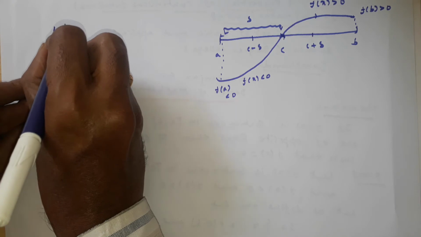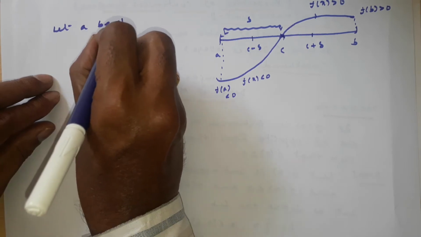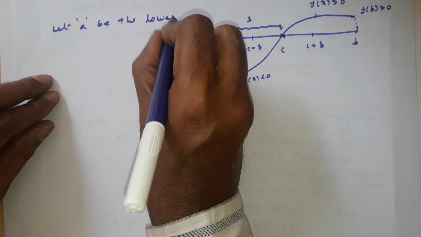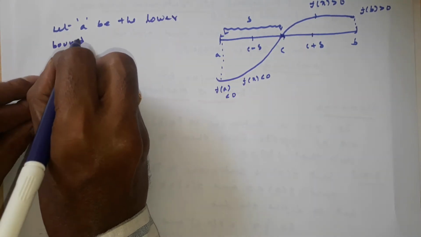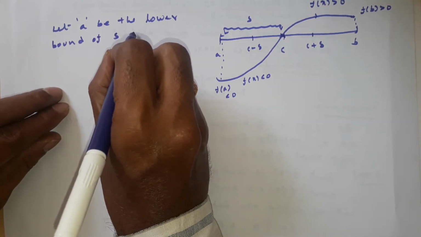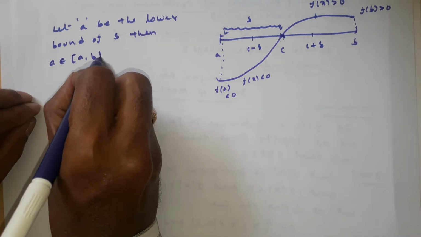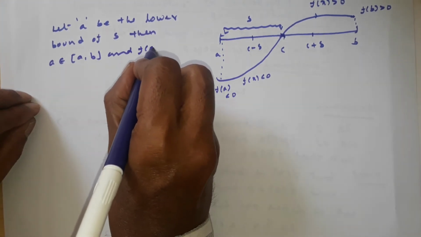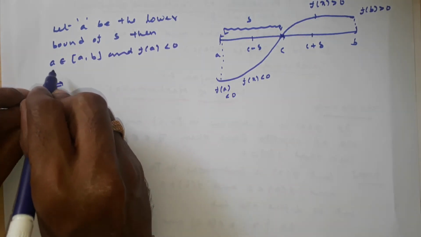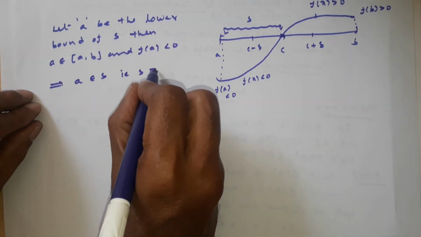Let, for that set S, let a be the lower bound of S. Then a belongs to closed interval a comma b, and f of a is less than 0. So whenever f of a is less than 0, all the conditions are satisfied, so that a element must belong to S. That is, S is not equal to the empty set.